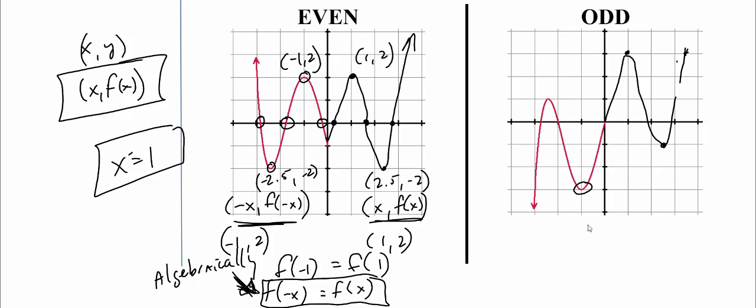Now for odd functions, okay, what actually is going on? Well, this part here is actually -x, comma, f of -x, okay? So this point here is actually -x, comma, f of -x.